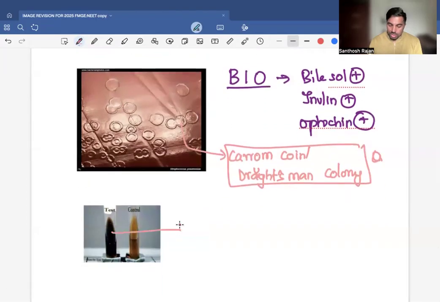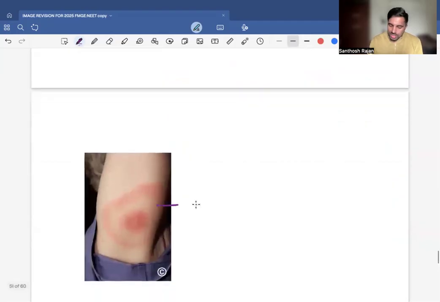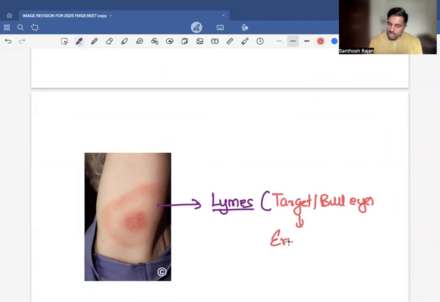Okay. This is your bile esculin. Black color, no? So this is called bile esculin test positive. Bile esculin positive means that is your Enterococcus. Okay, that's all. Very, very simple and easy. So this is a typical Lyme disease, which we call Lyme disease. The disease name is called target lesion or bullseye, characteristic erythema migrans. We call it erythema migrans. Okay, that's all. Very, very simple and easy.